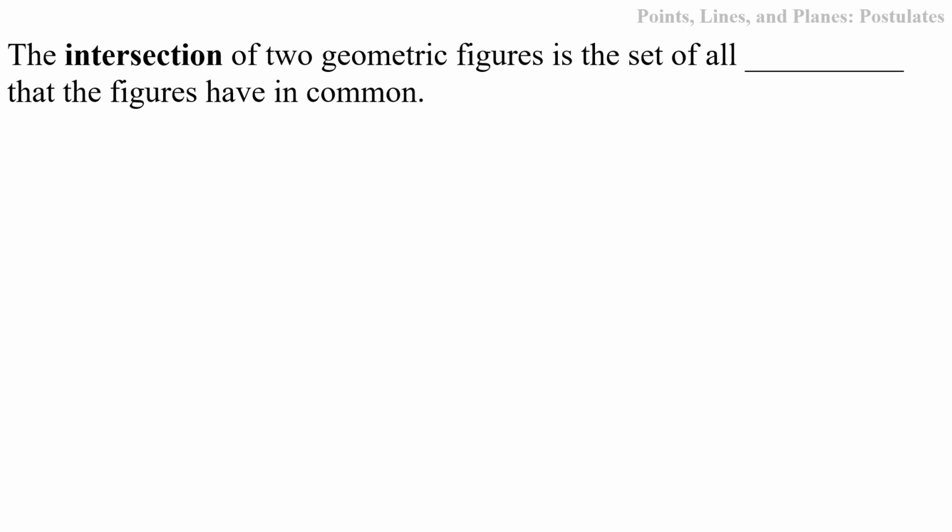Okay, and now intersection. The intersection of 2 geometric figures is a set of all points that the figures have in common. Okay, so when you see 2 shapes, we're going to call the intersection all the points that they have in common. Where do they cross? Where do they meet? Okay, that is called the intersection.